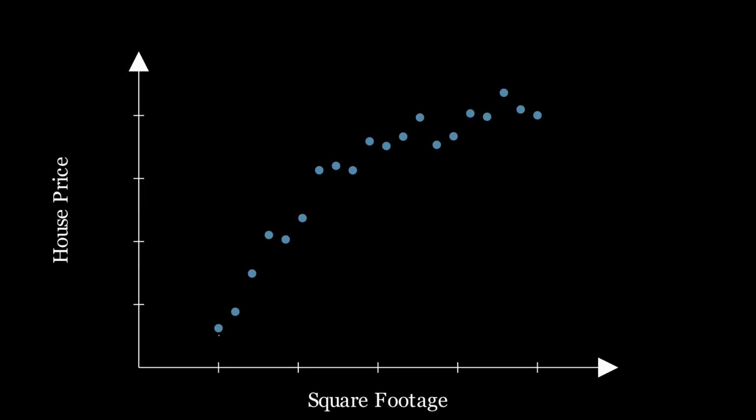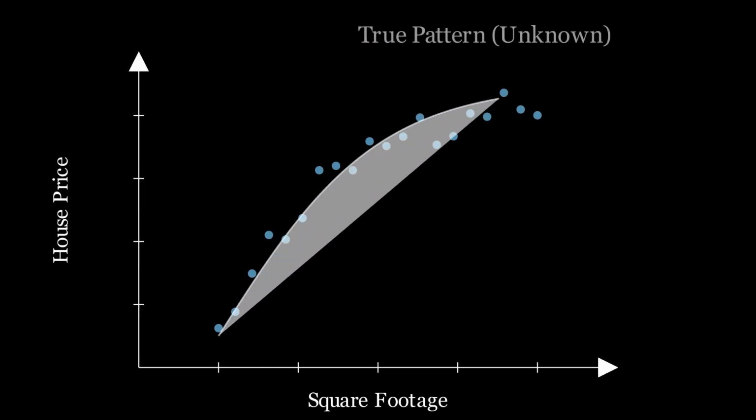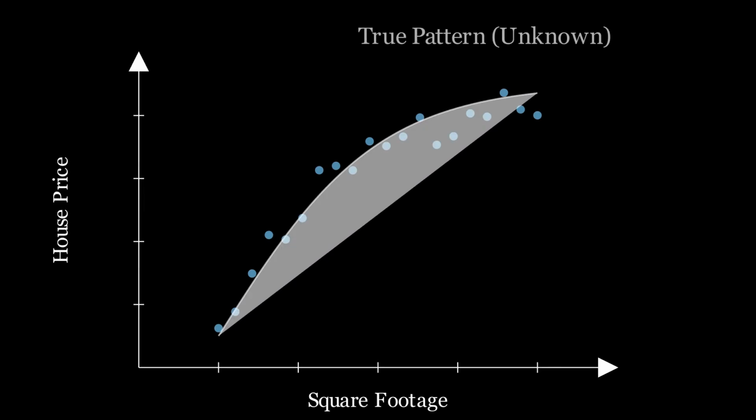What we really want is something deeper, a mathematical rule, a function, that tells us what price to expect for a house given its square footage. If we had that formula, we could plug in the square footage and immediately make a prediction. But here's the problem, we don't know that formula. The real world doesn't hand it to us.